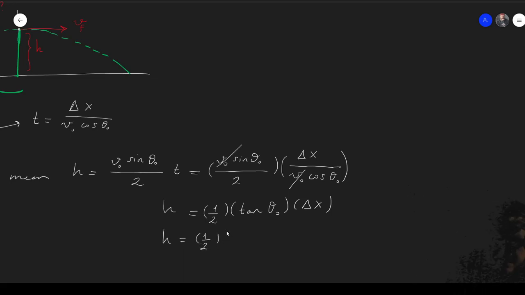So 1/2 times tangent, what was the angle? 40 degrees, times delta x, that was 6 meters. So 3 times tangent 40. Am I in degrees? Yes, I am. 2.52 meters.